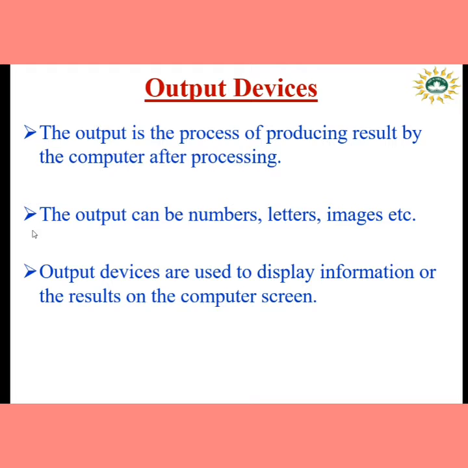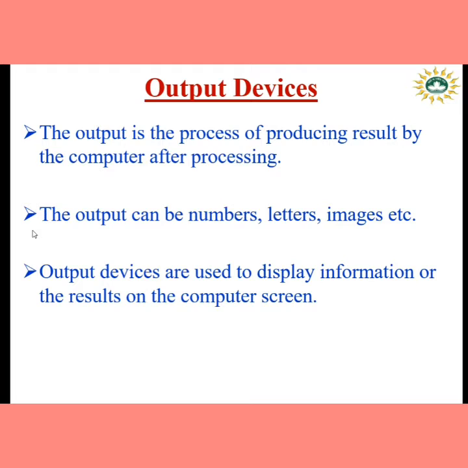So after processing, the result is 5 plus 6 is equal to 11. The addition of 5 and 6, the result is 11. Now how can the computer display the result 11? Using the output device, the computer then displays the result. That is, the computer has to display the result of the addition, 11, using the output device. Clear? So this is the need of output device.